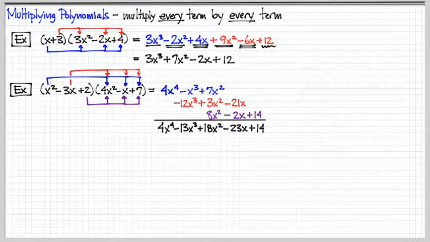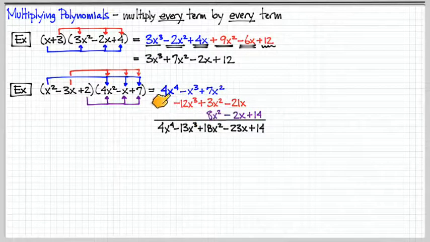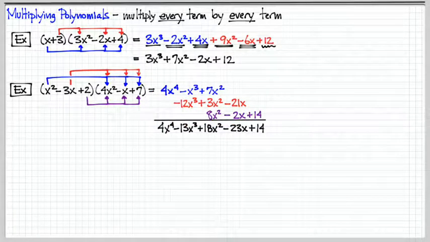Again, this is just an organizational method. It can be done this way, it can be done this way. This way kind of makes it convenient because I'm sorting it ahead of time in terms of like terms. So that's multiplication. Addition and multiplication of polynomials is a fairly simple concept.